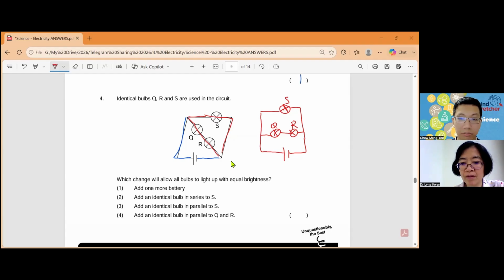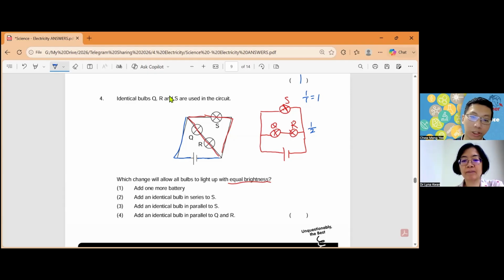All right, now, they ask you which change will allow all bulbs to light up with equal brightness. Now, maybe let's find out their current brightness first. I have one battery, but I have one light bulb, bulb S, in this pathway. So for bulb S, this is 1 over 1, which is just 1. While the one with Q and R, it is 1 battery over 2 bulbs. So that's half. So they are not the same, right? How do I make it the same?